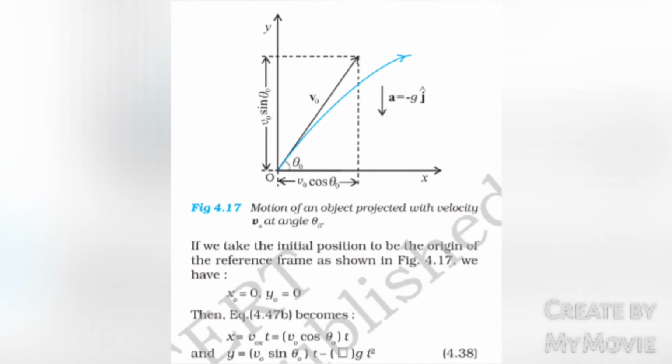Figure 4.17. Motion of an object projected with velocity v0 at angle theta naught. If we take the initial position to be the origin of the reference frame as shown in figure 4.17, we have x0 equals 0, y0 equals 0. Then equation 4.34b becomes x equals v0x t, which equals v0 cos theta naught into t, and y equals v0 sin theta naught into t minus half g t square.